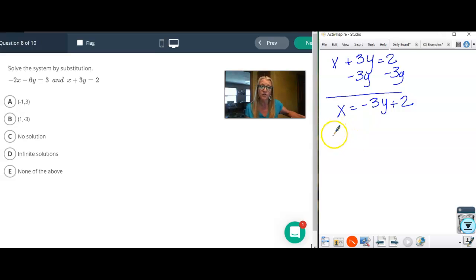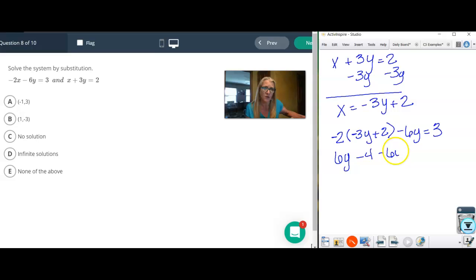Then I take the original equation and I substitute in for x. So this would be negative 3y plus 2 minus 6y equals 3. See, our whole plan is to solve for one variable so that we can then solve for the second variable. Distributing, you would get 6y minus 4 minus 6y equals 3. I think you can solve for y from here all plenty well on your own.